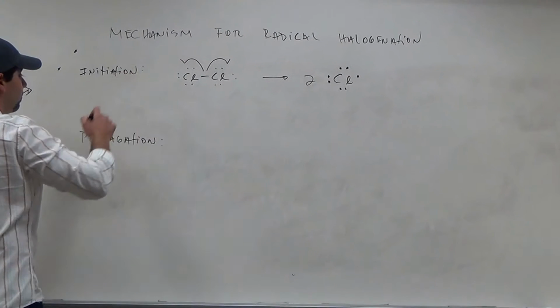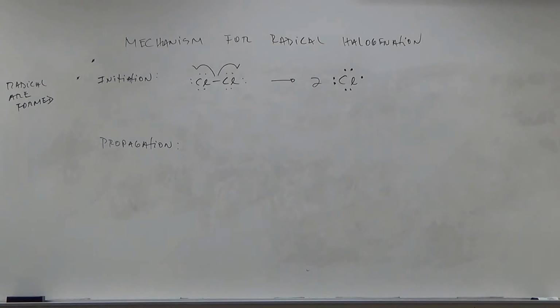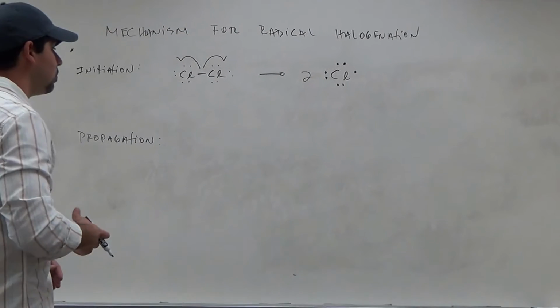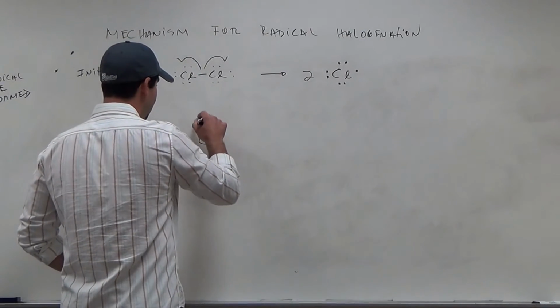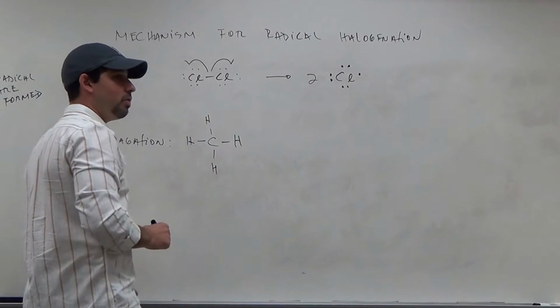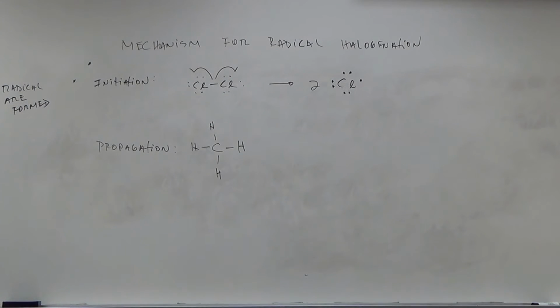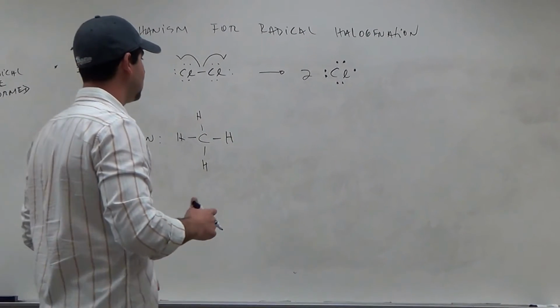The next step is called propagation. What do you think happens in the propagation step? Radicals react with things that are not radicals to form more radicals, and then more radicals and more radicals. The first radical to get formed is this one. We have the simplest of all cases, methane. Do you think I'm going to give you a mechanism on the test that is this simple? With methane? Probably not.